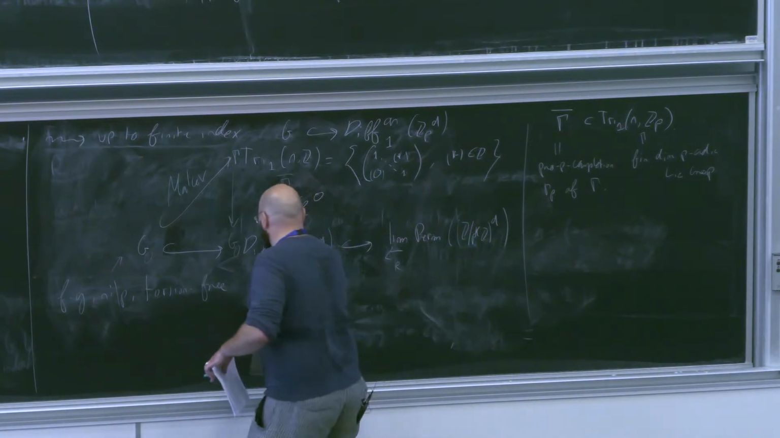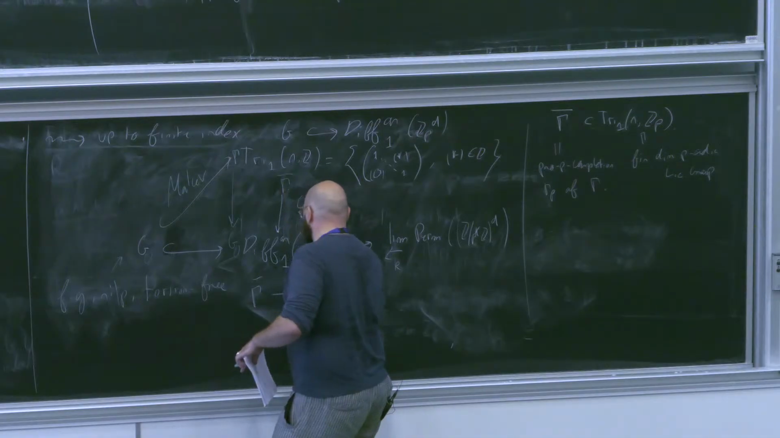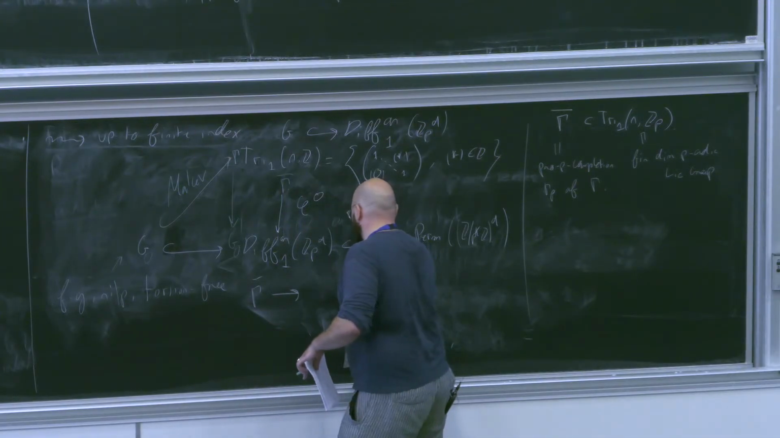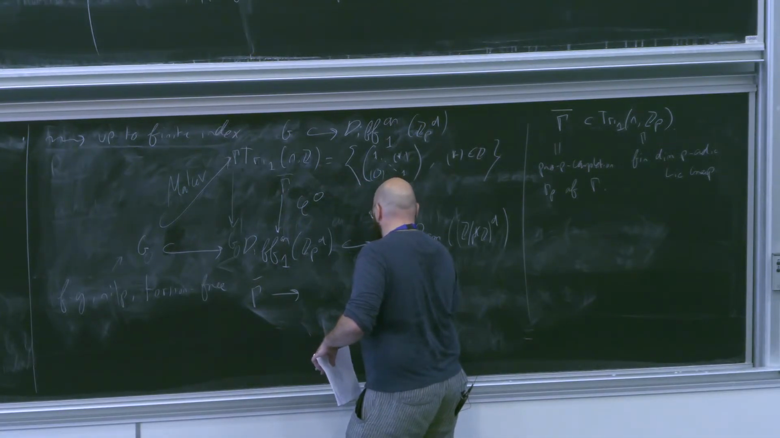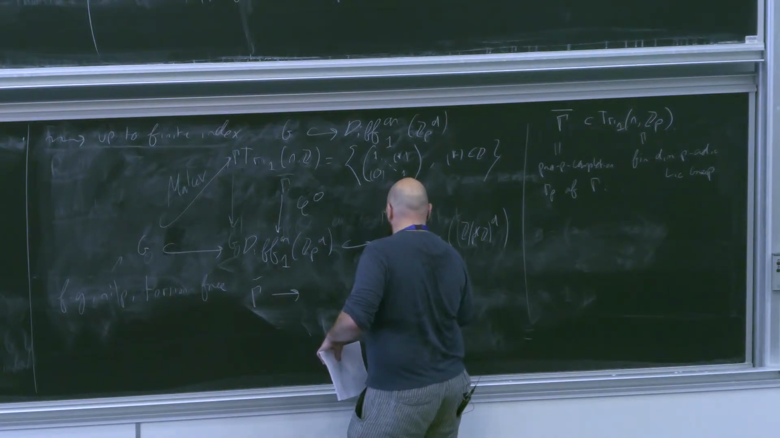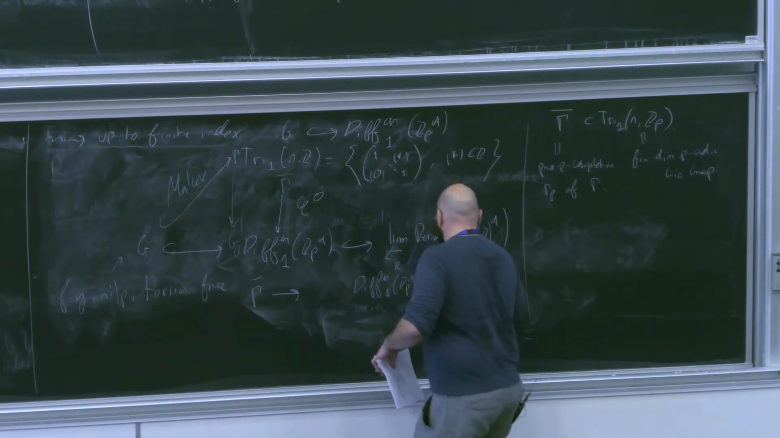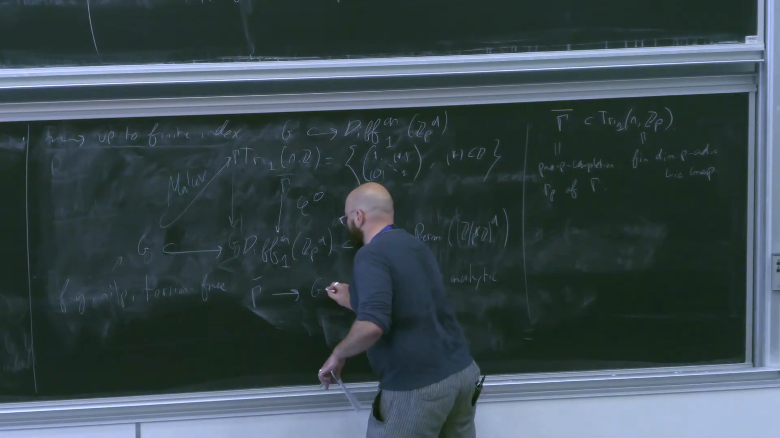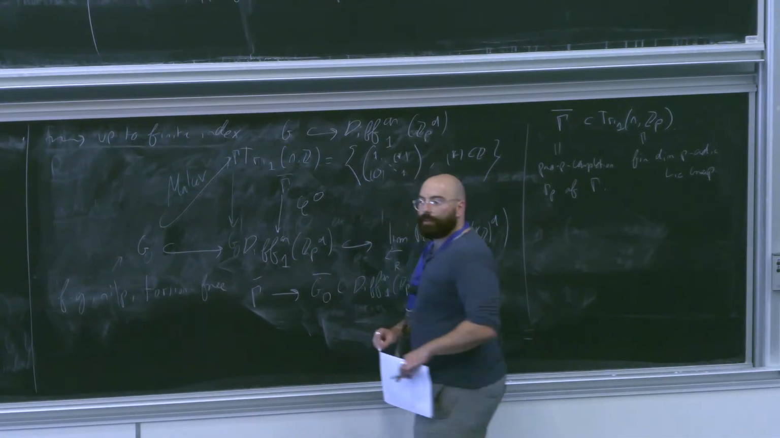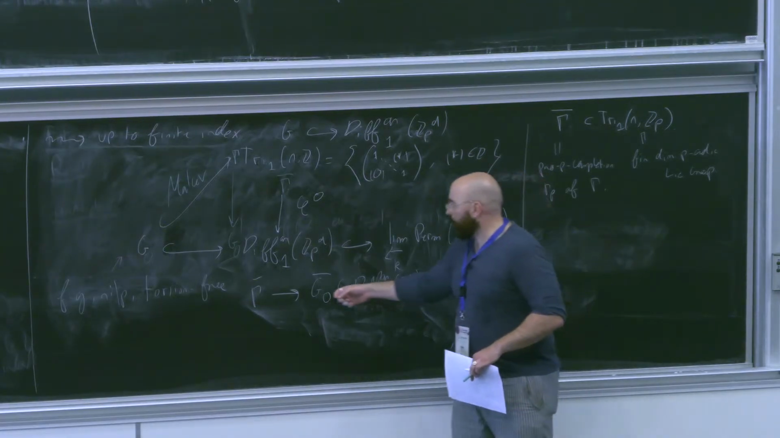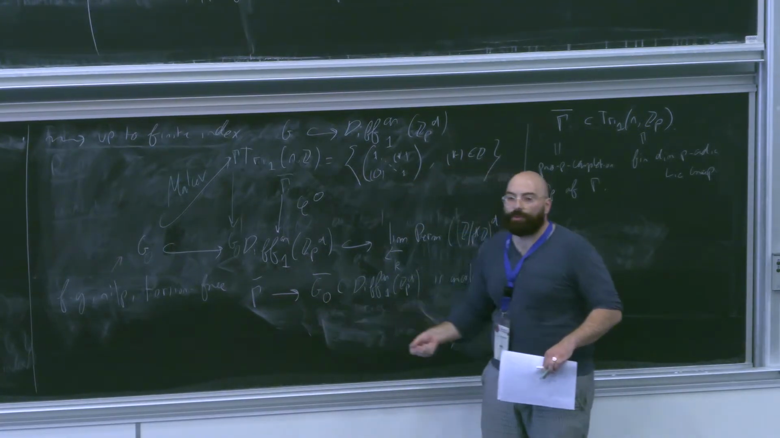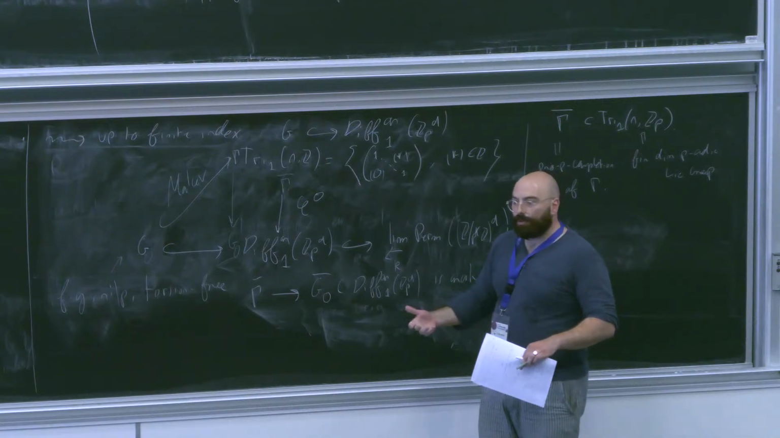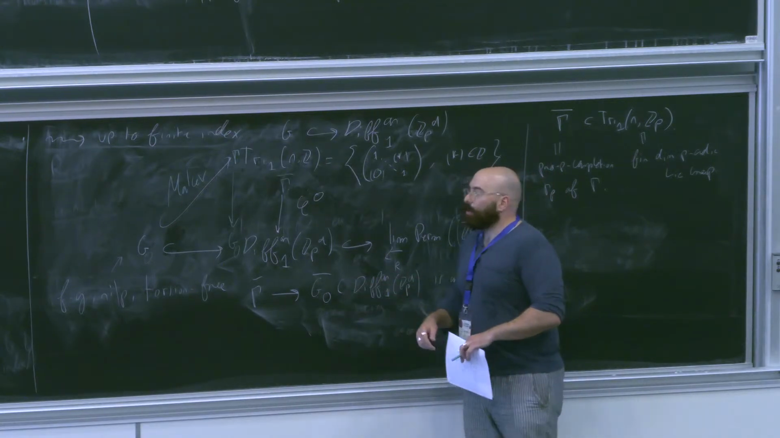So gamma bar into, I'm going to write like this, Diff^an_1 of Zp to the d is analytic. And the image is exactly the closure of G0 bar inside this group. And so G0 bar is the quotient of gamma bar by the kernel. So it's a finite dimensional nilpotent Lie group.